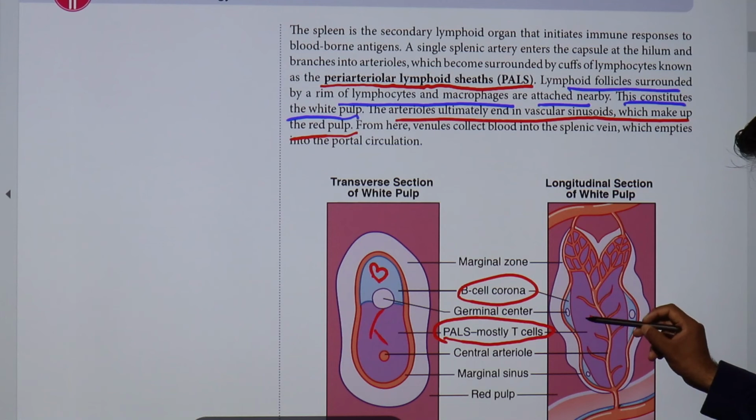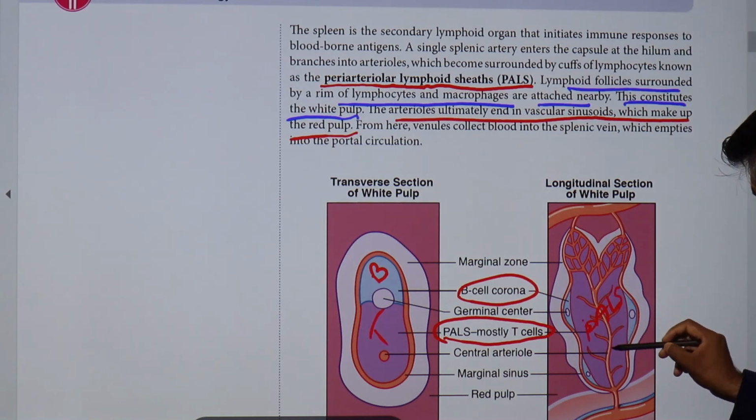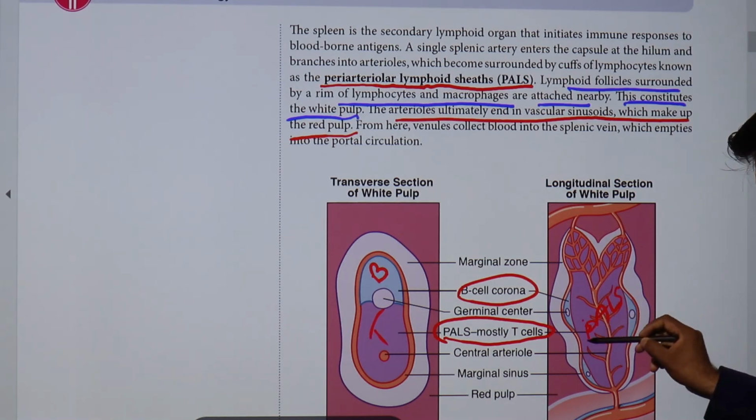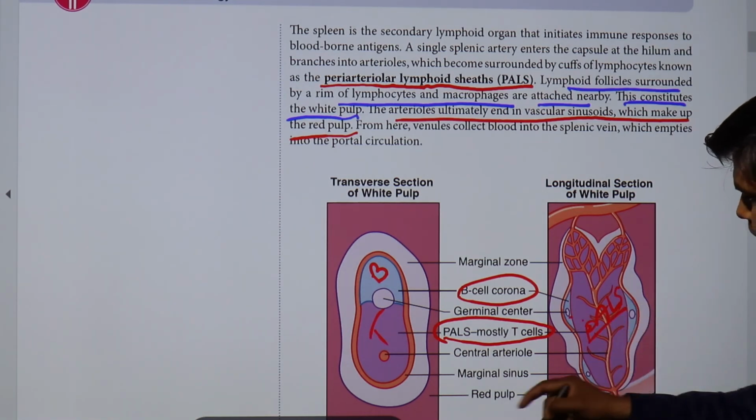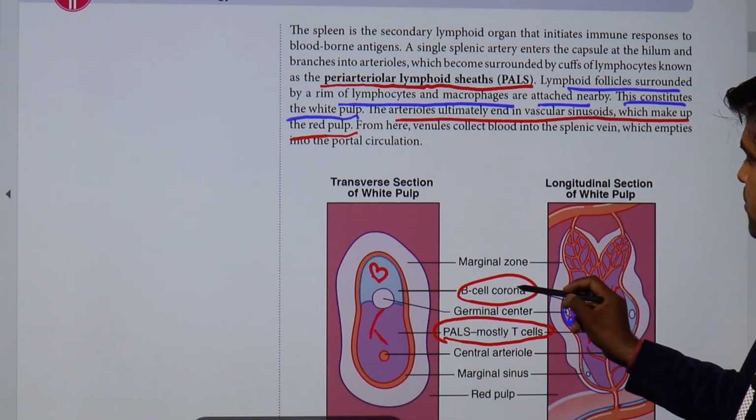In the longitudinal section, you can see this is your PALS, the periarterial lymphoid sheath. This is the arteriole, and the periarterial lymphoid sheath contains T cells, and this is actually the B cell area. This is the B cell area, the B cell corona.